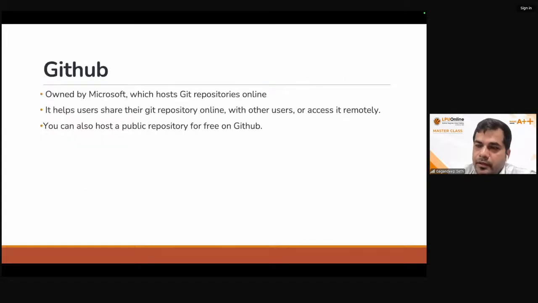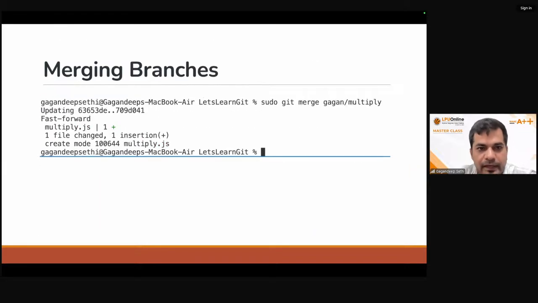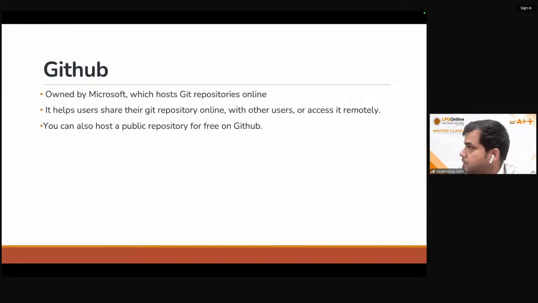Now there is an illusion among some users that Git and GitHub are one and the same thing, but that is not true. Git is different, GitHub is different. GitHub is owned by Microsoft, which hosts Git repositories online. The repository that you have just created is in your local environment, and all the versions of the changes that you are making are tracked locally. However, if you want other users to collaborate with you, you will have a remote repository hosted online on GitHub.